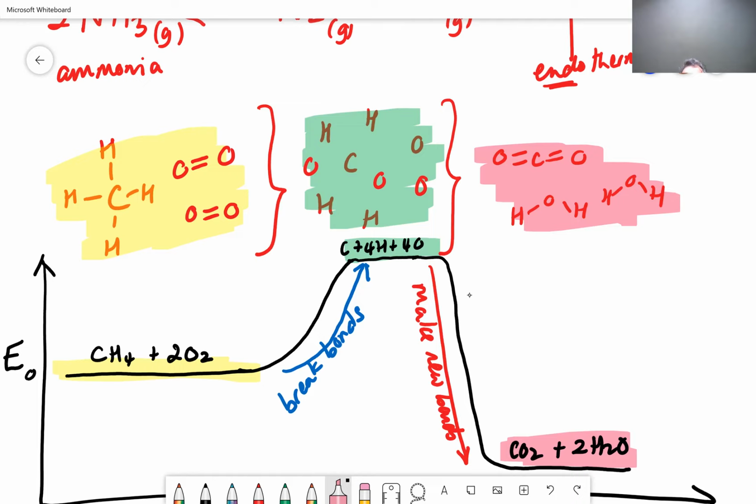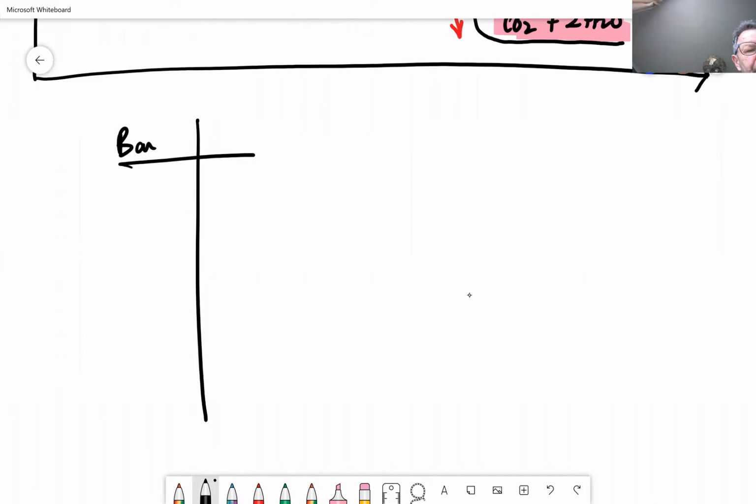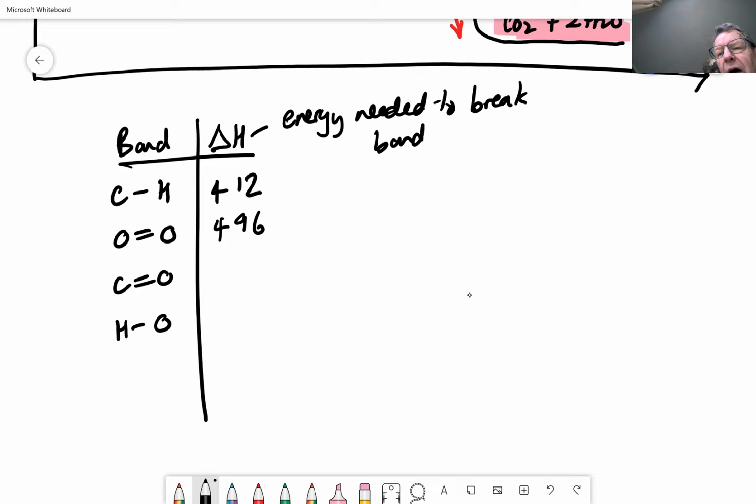Now, the calculation is based on bond energies, and here are the bond energies. Don't forget, I'm recording this, so if you want to look at it afterwards, you can. I'm just going to write down the bond energies, because this allows us to do the calculation. So the bonds that I need to know about are these bonds here. This is the delta H, the energy needed to break the bond. This one is 412. Oxygen to oxygen is 496. Carbon to oxygen, you do not have to remember these. You never have to remember these. They will give you these in any exam, and this is 463.